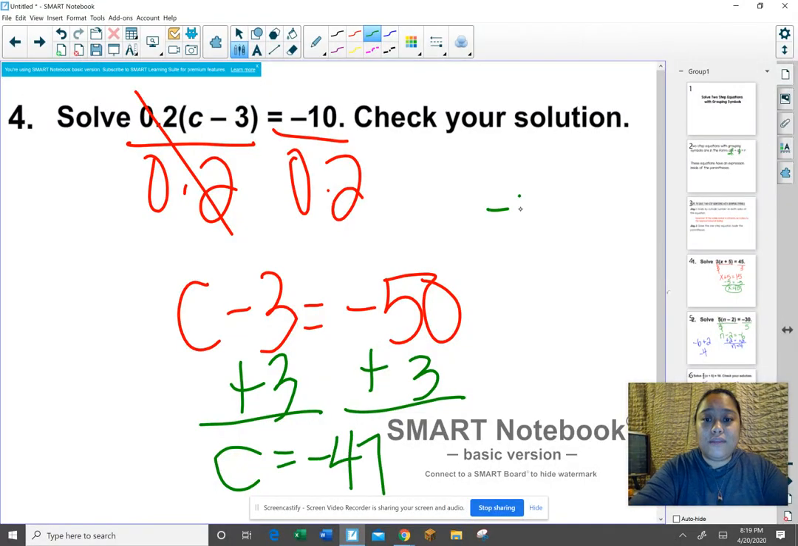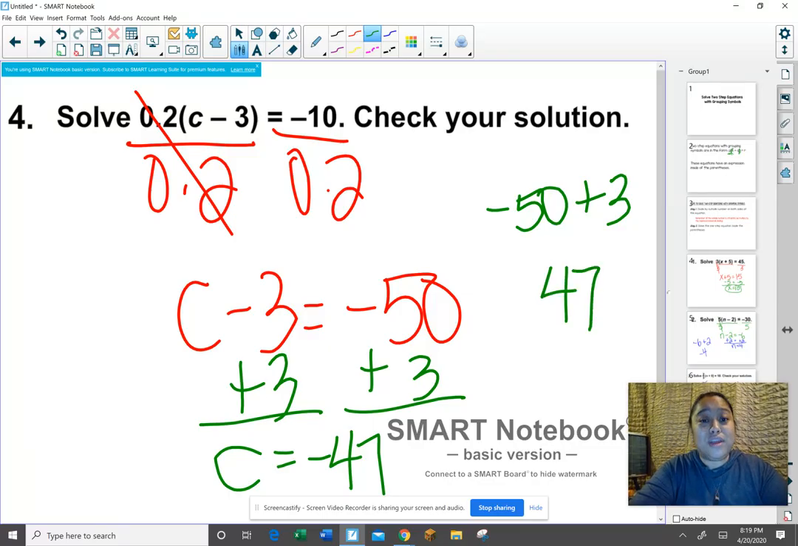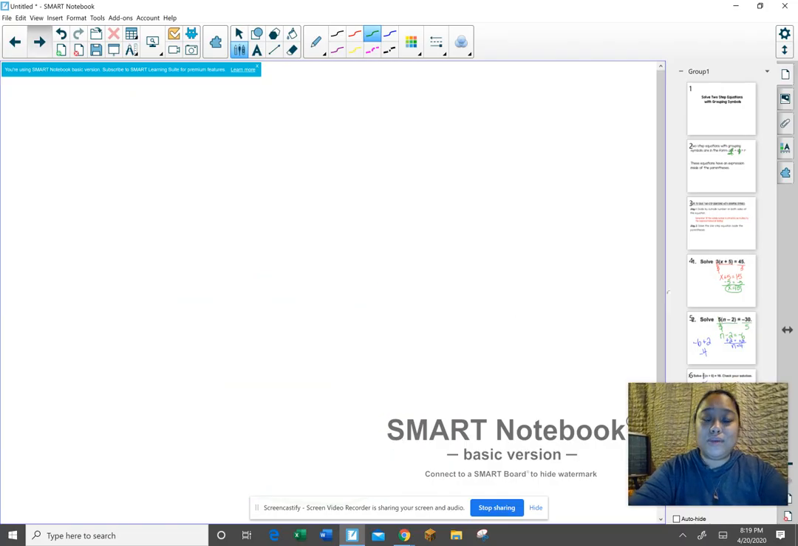How did we get negative 47? Remember, we're adding two different signs. If you have two different signs, you subtract them, and you keep the sign of the bigger absolute value. So that was negative.